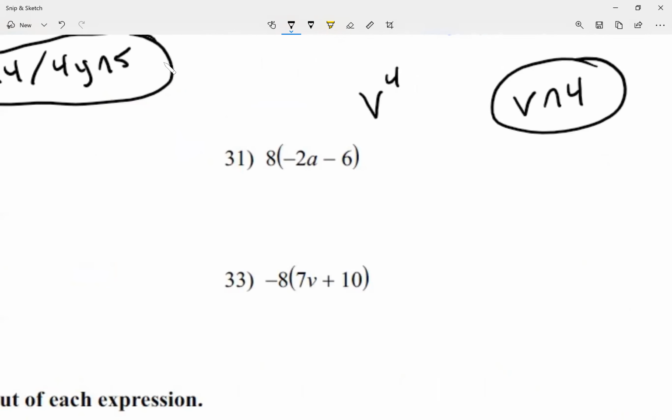Looking at number 31, let me multiply that 8 to the inside. So that gives me negative 16a and then minus 48, right? 8 times 6 gave me 48. Again, this cannot be combined because one of them has an a, the other one does not. So that's it, negative 16a minus 48.